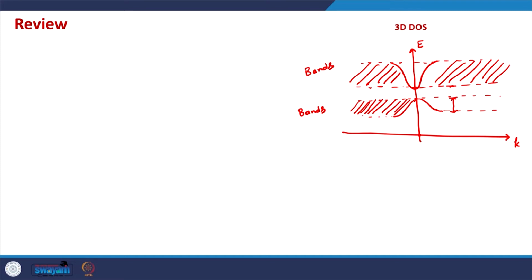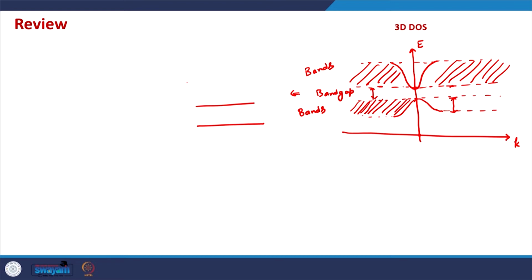There is this energy range for which no K value exists corresponding to the E values, and this is known as the band gap. The reason it is known as the band gap is because there is no allowed electronic wave function in this energy range. So generally this is plotted like this.